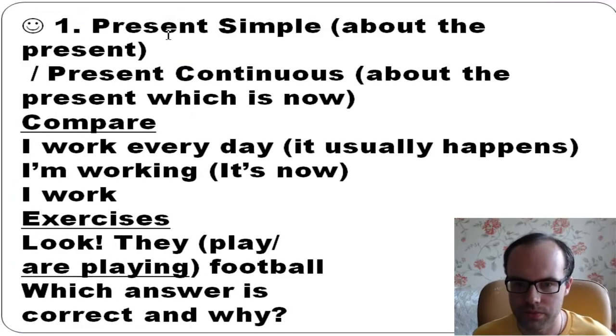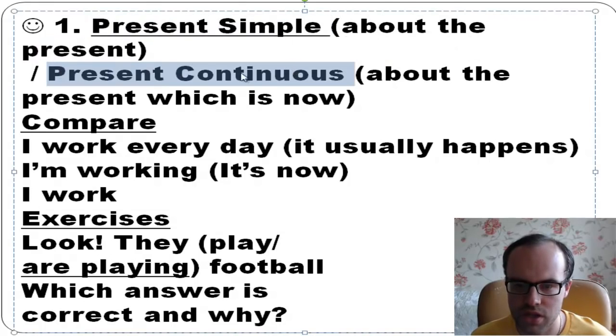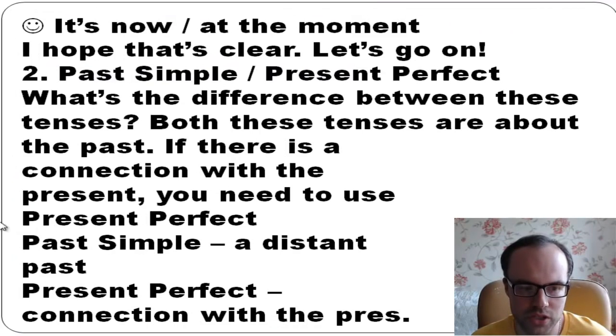Present simple is about the present, and present continuous is about the present, which is now. Compare: I work every day, it usually happens; I'm working, it's now. If you say I work, it also means it usually happens. Exercises: they play football or they are playing football? Which answer is correct and why? It's are playing because it's happening now, at the moment. I hope that's clear.